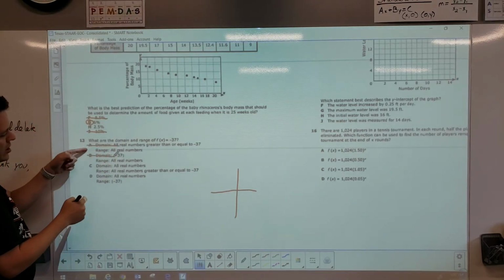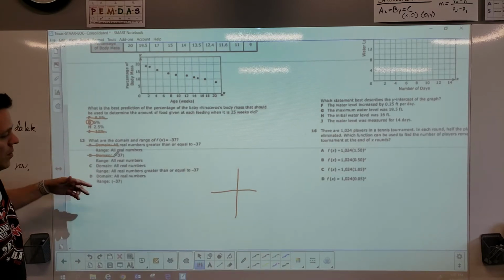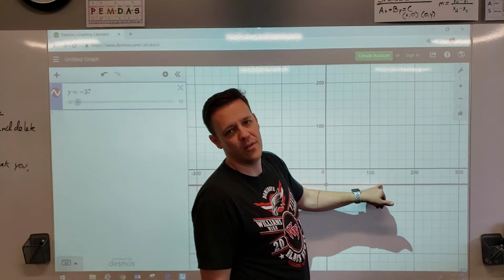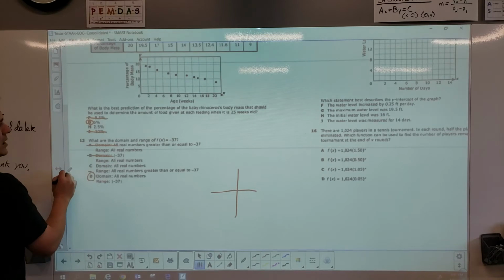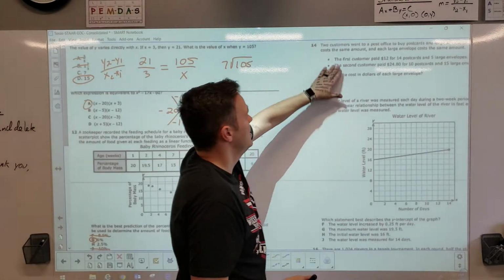So the first two are gone. So I got all real numbers, or C and D. Range. Well, my range, according to this graph, is one number, 37. Simple enough. It may look weird, but once you graph it, the picture comes into play.